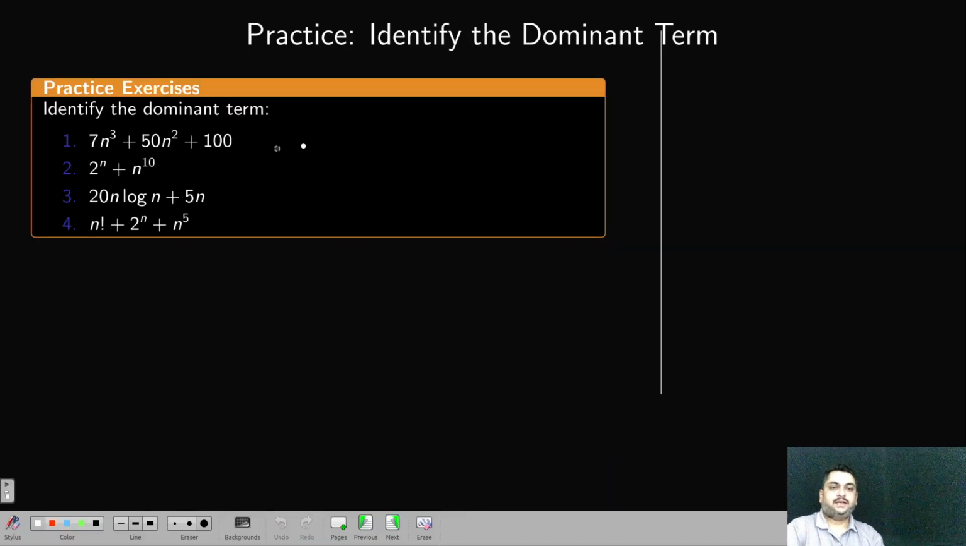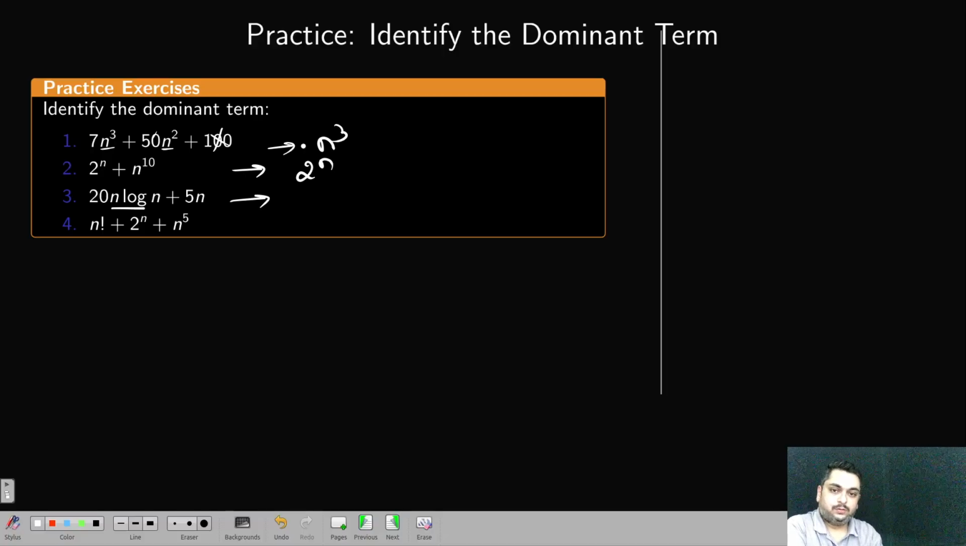So let us identify some dominant terms in these examples. 7n cube plus 50 n square plus 100. Here the constant is ignored. Then you have n square and n cube. 7 and 50 you can ignore as constants. Why you ignore, I already explained in the previous lectures in the analysis framework. So the dominant term between n cube and n square is n cube. Next, 2 power n and n power 10. So 2 power n is the dominant term.